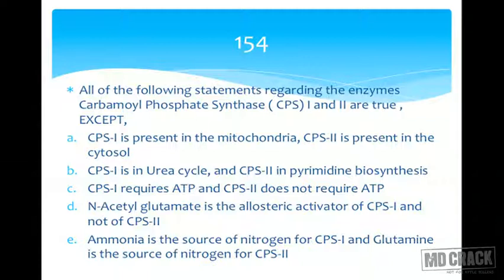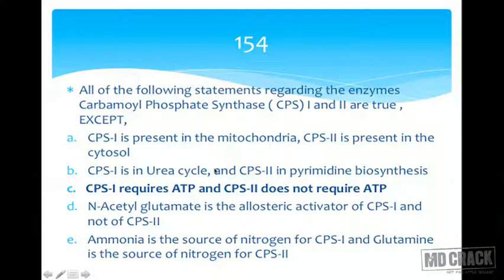In this question, there is a comparison between carbamoyl phosphate synthase 1 and 2. So let's look at it. All are true except. If you have your answer ready, you will be able to know. Both of them require ATP, whether it is in the mitochondria or in the cytosol. CPS1 is present in the mitochondria, yes. It is involved in the urea cycle.